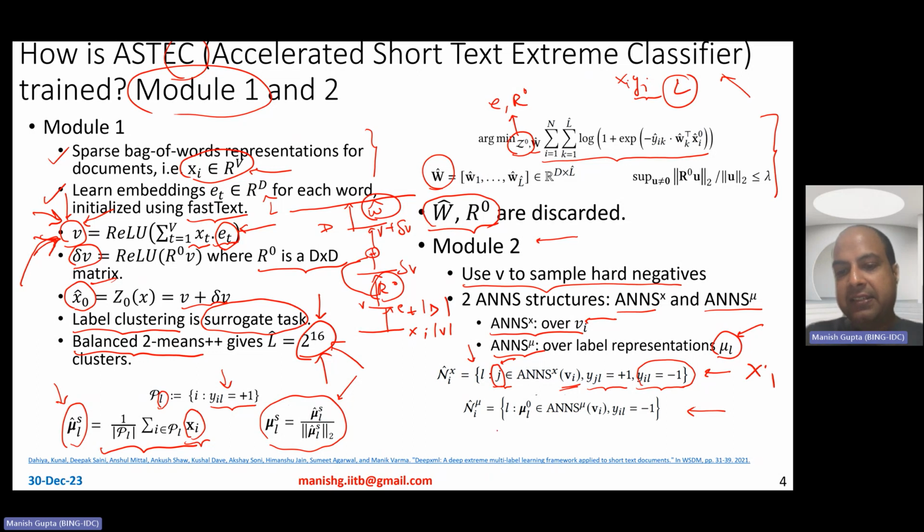The similar thing you're going to do in the mu space. Mu's, by the way, are in the label space. So essentially you're going to find all of those other labels which are very similar, and of course take only those labels which are very similar to VI. You take the VI, search on this ANNS index mu with that, and take those labels which are negative. You want to make sure that you are taking negative labels for I. Okay, so that's how you sample in module 2.